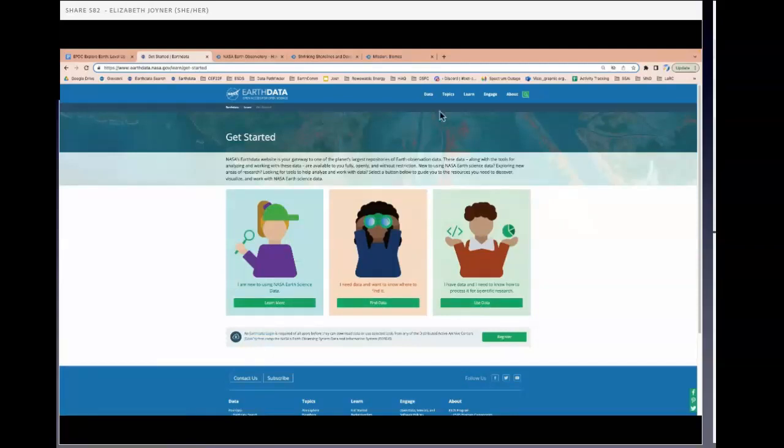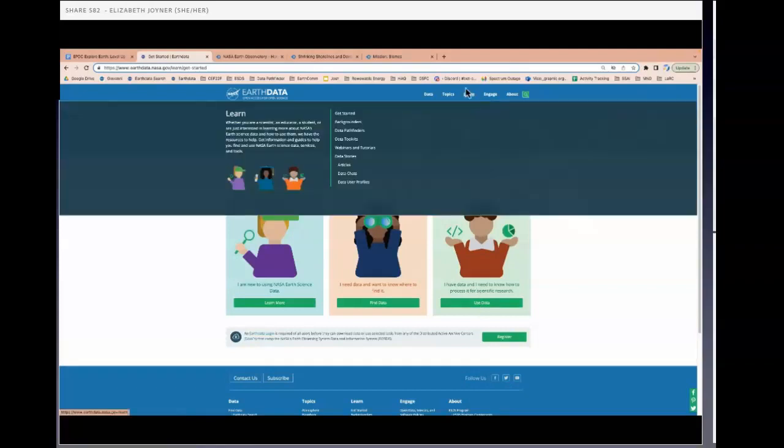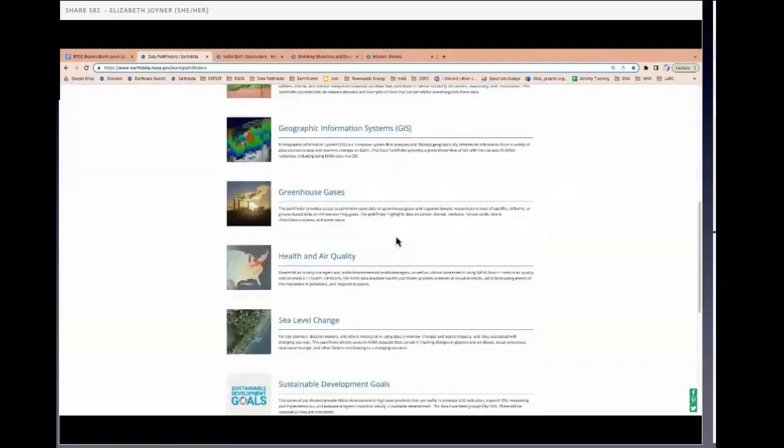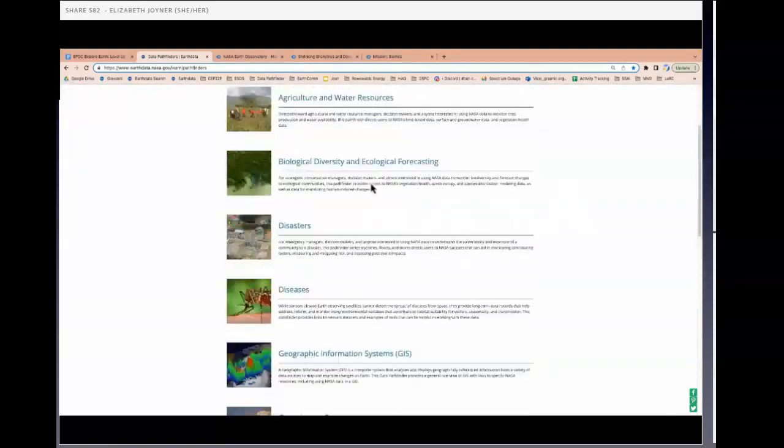So I'm actually going to go up here to Learn. And I like starting here. The thing I'm going to show you here is something called Data Pathfinders. And Sharon, this might be something of use to you as you're building out resources for your informal audiences. We have something called Data Pathfinders and I'm just going to open one. I know we don't have a lot of time, but we have a variety of different topics. I'm going to go to disasters.